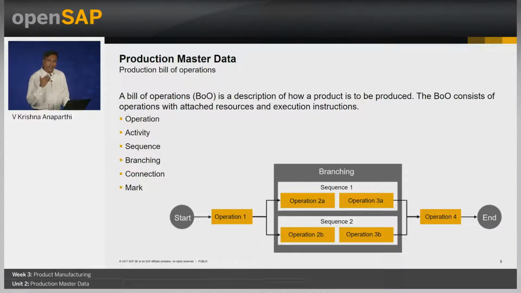A planning mark enables you to group bill of operation elements for planning purposes. Every mark that is indicated as a planning mark defines a planning section. All the operations within this section are grouped to a planning operation. Now, let's create the master data elements in the system.